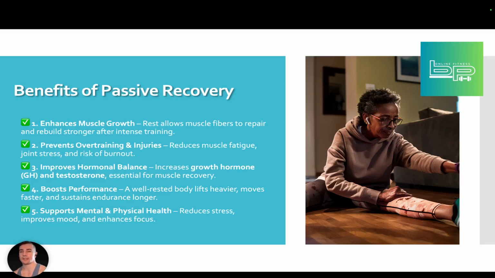So again, it enhances muscle growth. Rest allows muscle fibers to repair and rebuild stronger after intense training, prevents overtraining and injuries, reducing muscle fatigue, joint stress, and risk of burnout. It improves hormonal balance again, growth hormone and testosterone for muscle recovery, and it's boosting your performance.